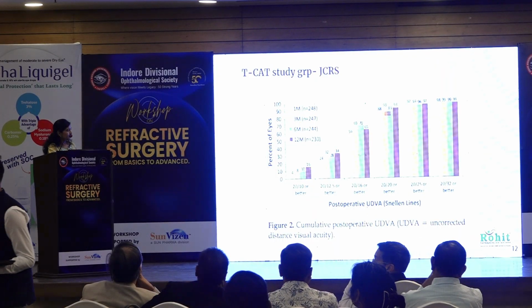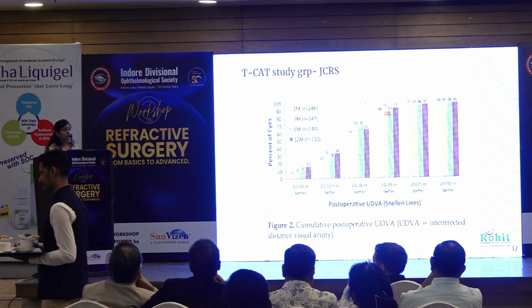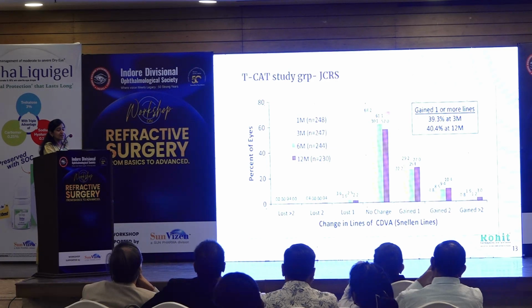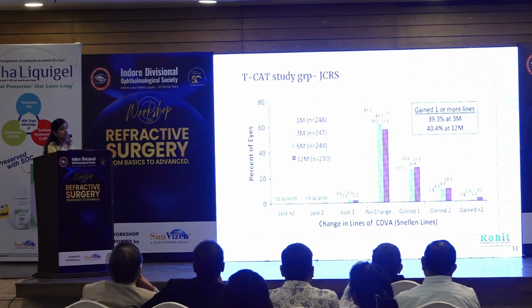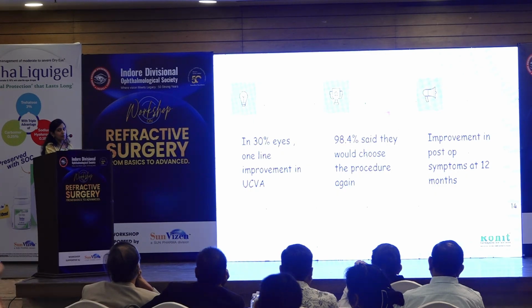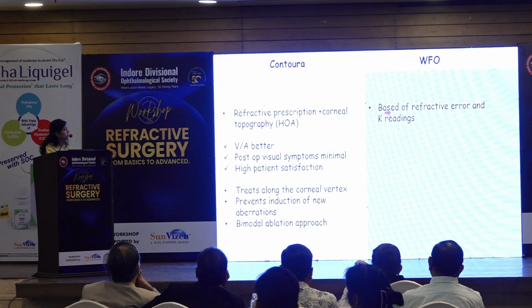So this is the study which stated that the virgin eyes treated with Contoura actually gave a better result. 40% of them resulted in gain of 1 line at a period of 12 months. And subjectively, patients were very happy because the incidence of glares and halos was much lower as compared to the previous technologies. So how is Contoura different from WFO?